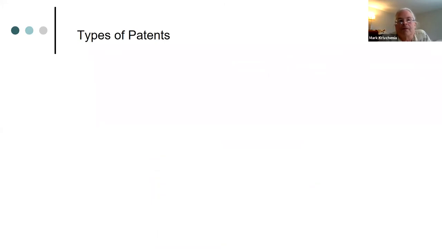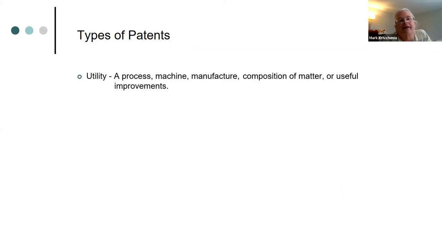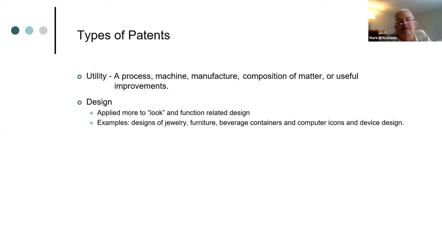So the main type of intellectual property that people think about is patents, right? And there's three kinds of patents. There's a utility patent, which is a process or a machine or a manufacturing composition of matter or useful objects. 90% of patents are called utility patents.